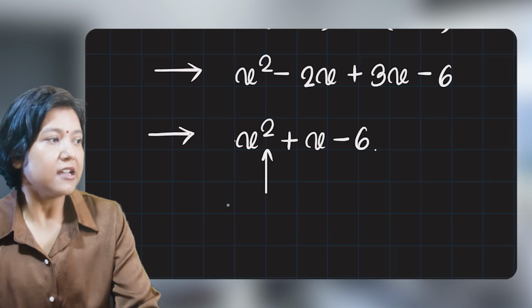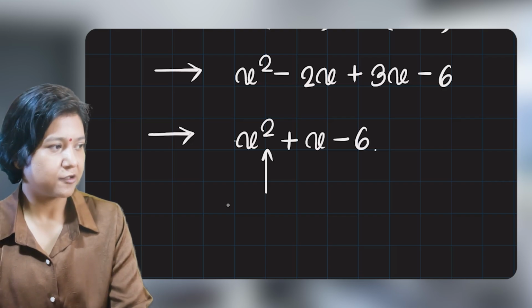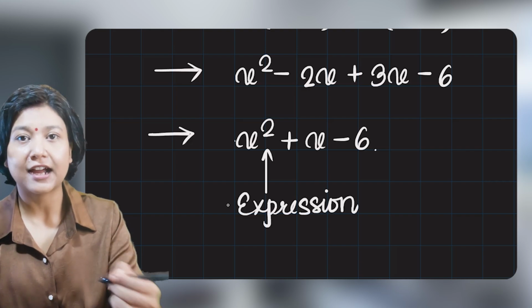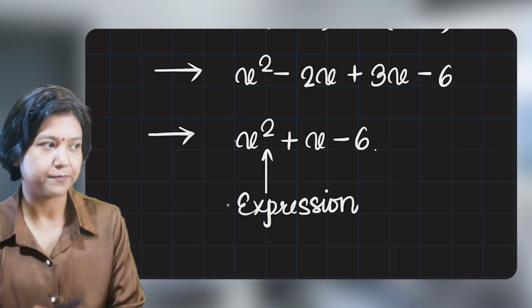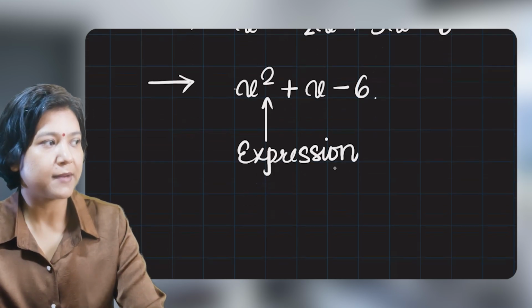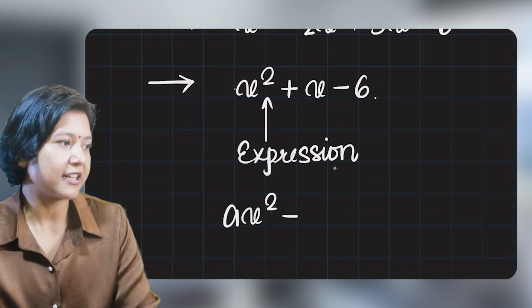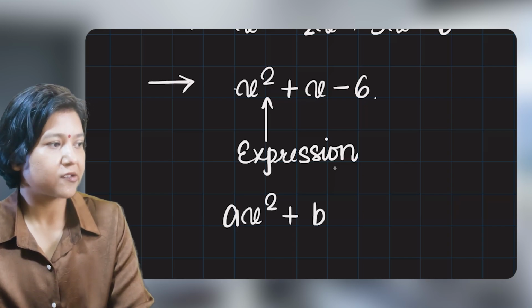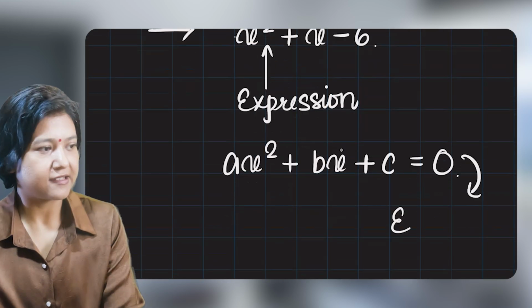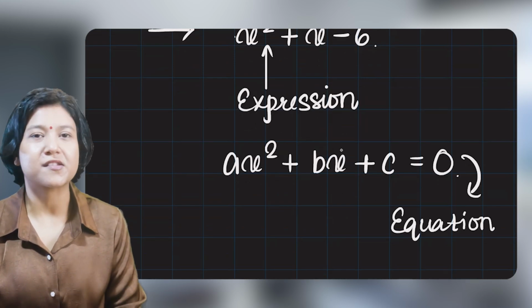So I'll tell you the difference. If I have x squared plus x minus 6, this is an expression. Why? Because I'm not saying that this is equal to something. As soon as I say this is equal to something, that is when it becomes a quadratic equation. Now, what is the speciality of a quadratic equation? There must be this x squared term, and it can be multiplied with any value. The standard way of writing any quadratic equation is ax squared plus bx plus c equals 0. Now that becomes an equation, because I'm saying that this is equal to something. So in standard form, we always write it equal to 0.